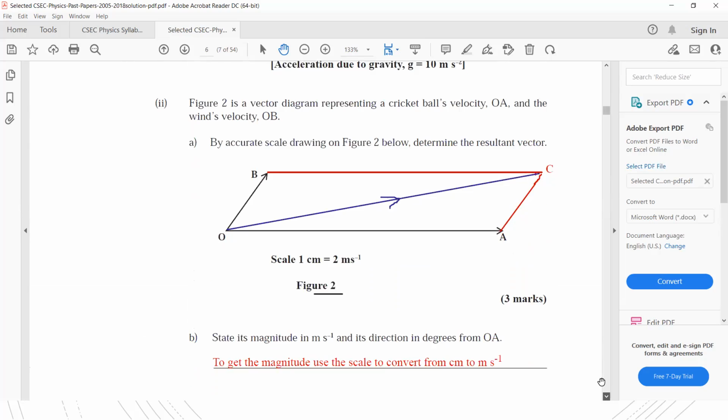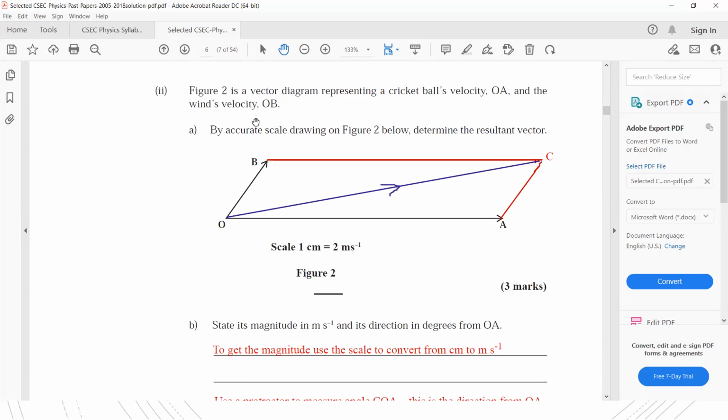All right, now this one will be explanatory because we could not do the question on the screen. So I will explain what you need to do. You were given OA and OB as the two vectors. The plane's velocity is OA and the wind's velocity is OB.